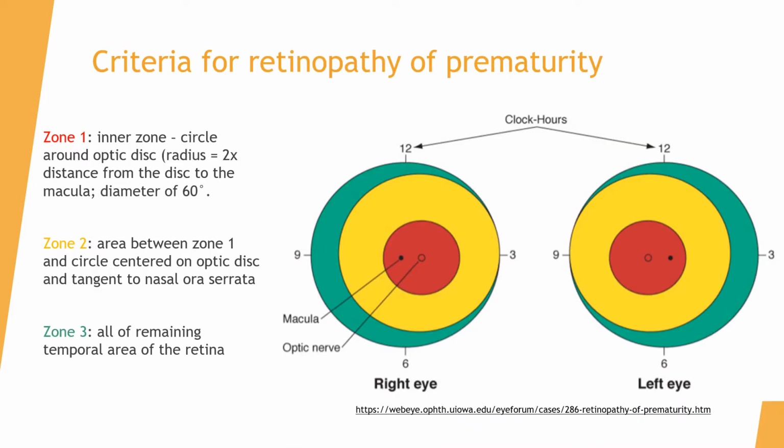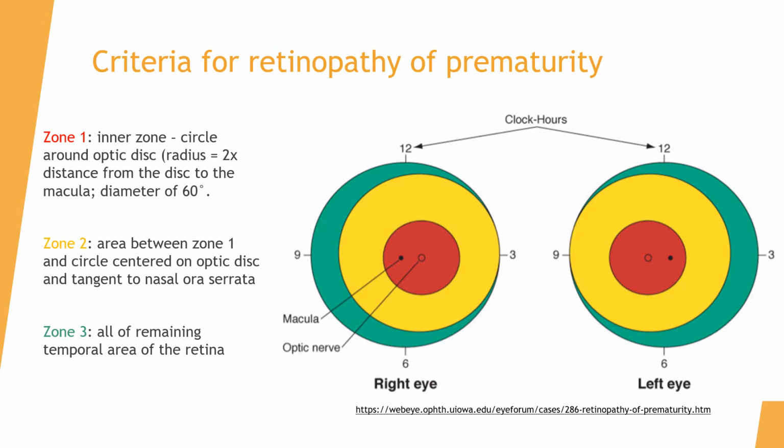For adequate treatment of ROP, there are different zones that we need to be aware of within the retina. Zone 1 is demarcated by red areas in the picture on the right. This is the inner zone that encompasses the optic disc and up to 60 degrees from the optic disc.